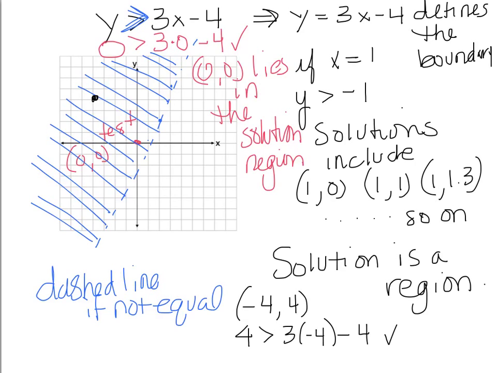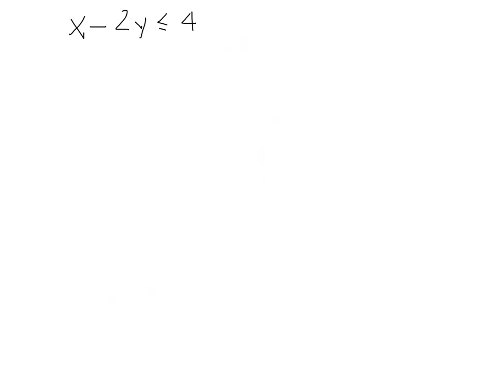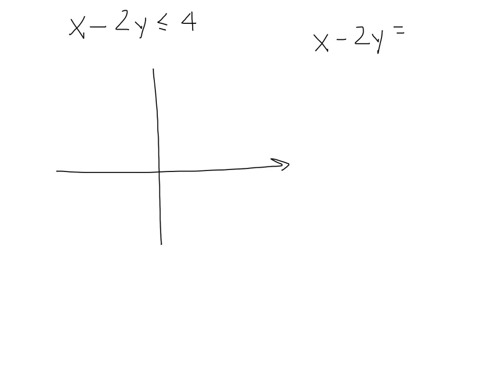All right, let's try another example. Here's my second example. I want to try and graph this linear inequality, x minus 2y is less than or equal to 4. I'd like to start by graphing the boundary first. The boundary is given by the just equals. x minus 2y is equal to 4. So that's going to give me my boundary.